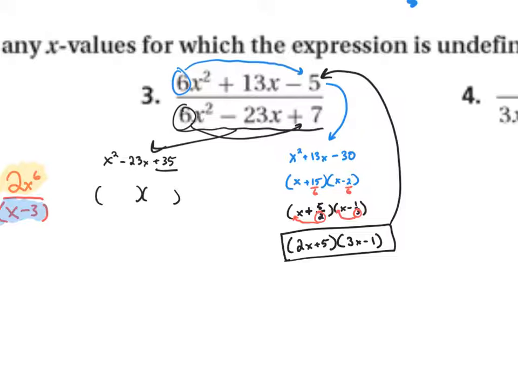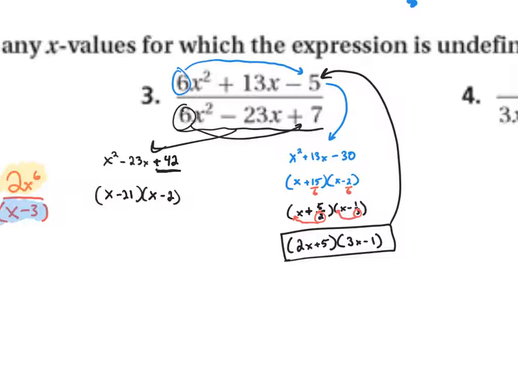Oh, what am I doing with 35? Wow, let me stop that right now. Okay, let's try that again. 6 times 7 is 42. Right? What am I doing with 35? Okay, let's try this again. Two things that multiply to 42 but add to negative 23. What about negative 21 and negative 2? Yes, that's good. That works right there.